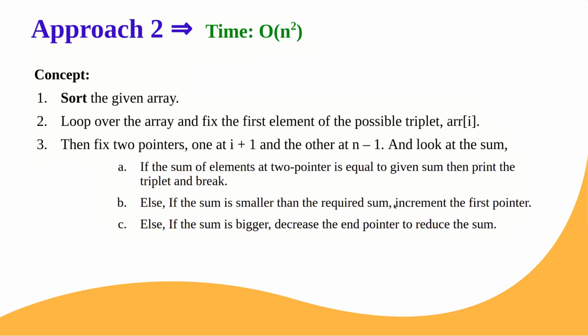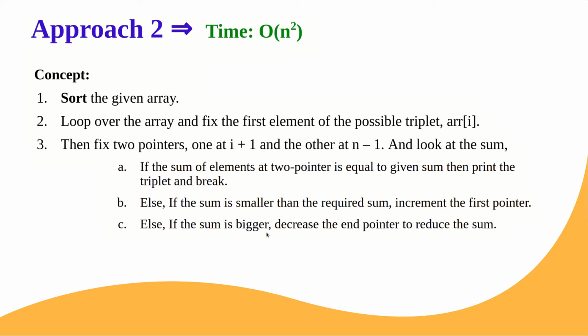Else if the sum is smaller than the required sum, what does it mean? That a number greater than any of these 3 should be added. We have already fixed the highest value number, because we have sorted the array and picked the last element. So what shall be done? We should increase the smallest element, so we just increment the first pointer.